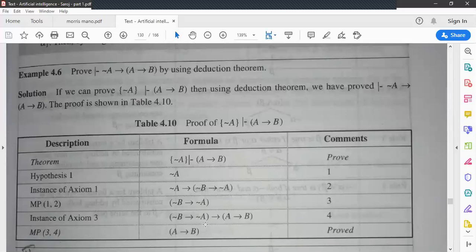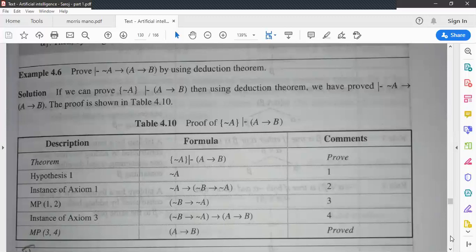The next step is we are applying axiom 3 on this result which we got after applying modus ponens. And then when we got this through axiom 3, again the modus ponens rule is applied on line number 3 and 4, and then not B implies not A. This is like the alpha part, it has been vanished, and then you got A implies B. So it is proved that we can deduce A implies B when not A is given as a formula.